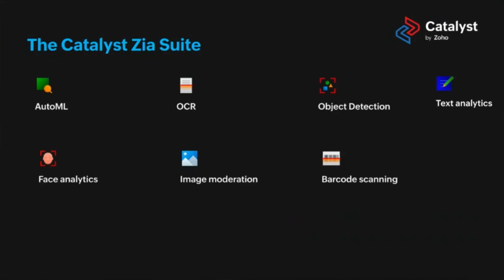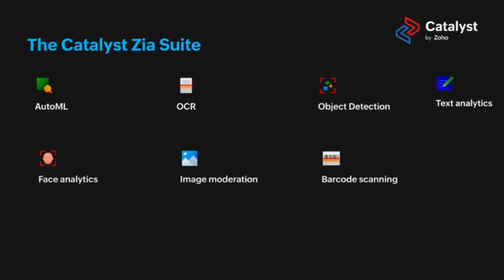So we figure out which objects are present, and then we tag them based on the classes. This is possible using the object detection APIs. We've got face analytics that will help you figure out the age of a person, the gender of a person, along with the confidence level.